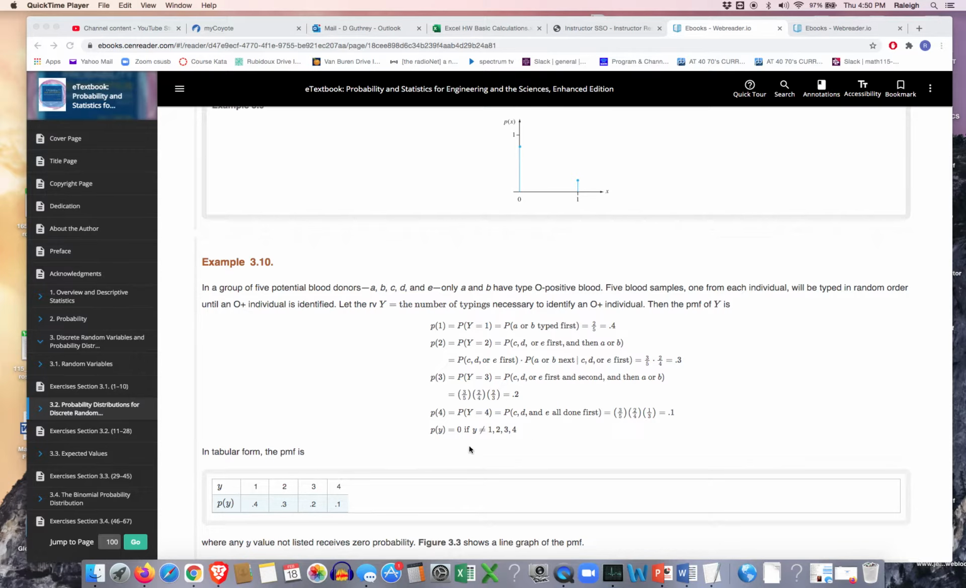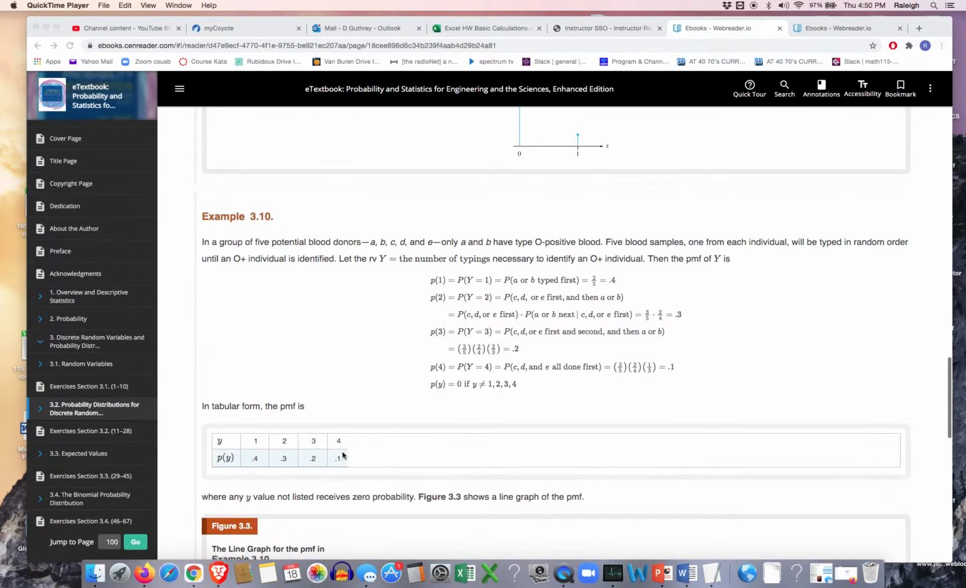But we should also mention that P of Y will be impossible if Y is not equal to the 4 values. You can't have a 5th value or a 6.2 value. It isn't going to work that way, or a negative value. None of those make any sense, so they add in that little extra to make sure you get that.